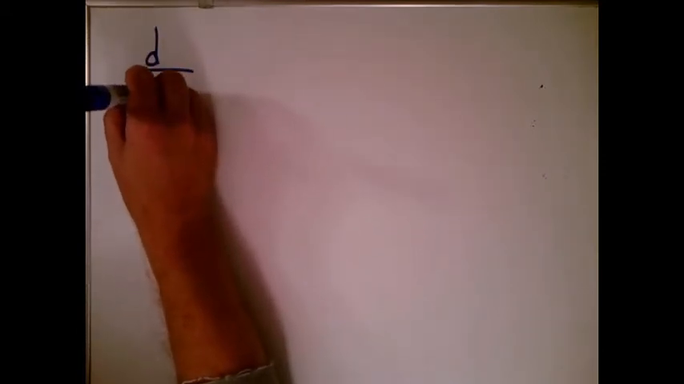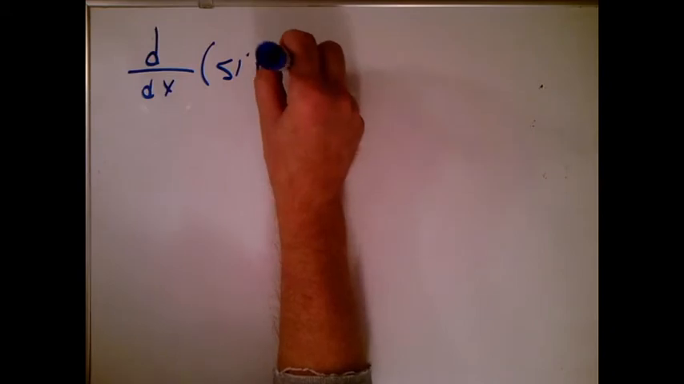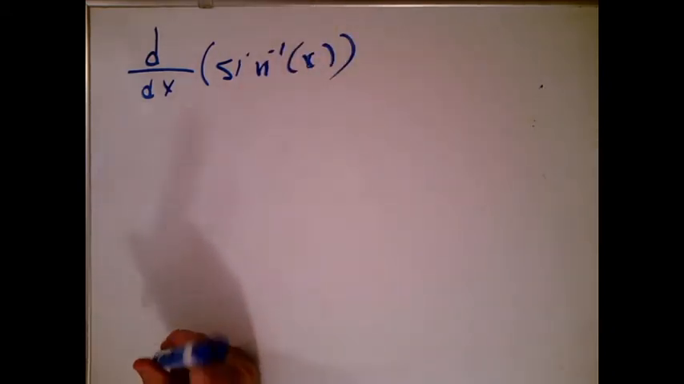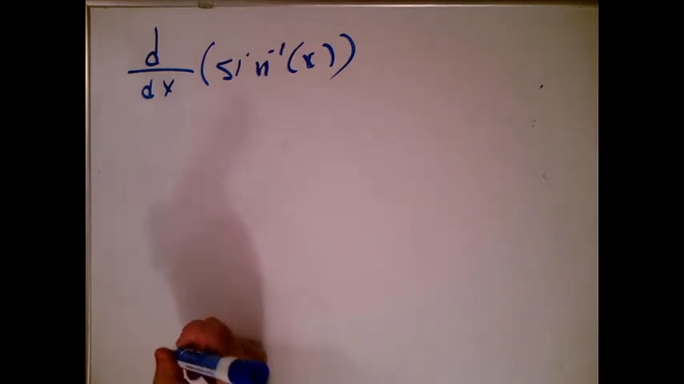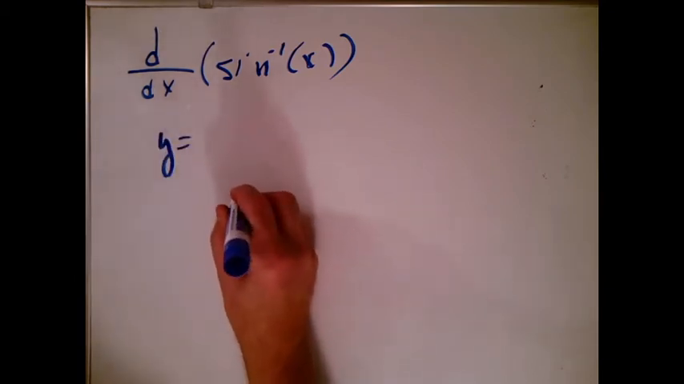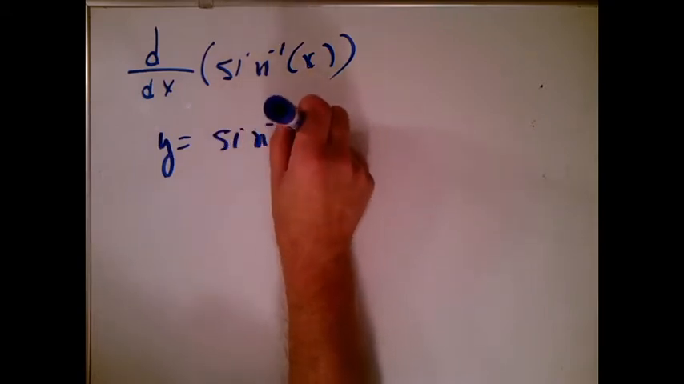Okay, here we're going to take the derivative of arcsine. So what I'm going to do is write down something like the derivative with respect to x of arcsine. Now we're going to be using an awful lot of what we've been doing the last couple days. Remember that -1, that's not an exponent, right? This is a little awkward. So what I'm going to do is write y equals, at least I'll have an equation then. I'll write down y equals arcsine of x.